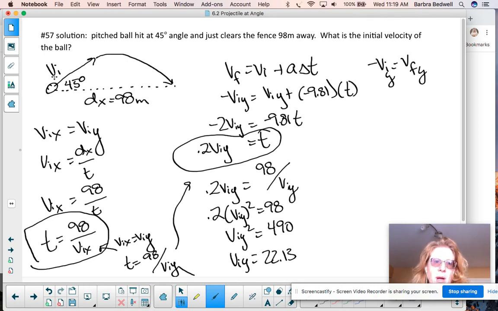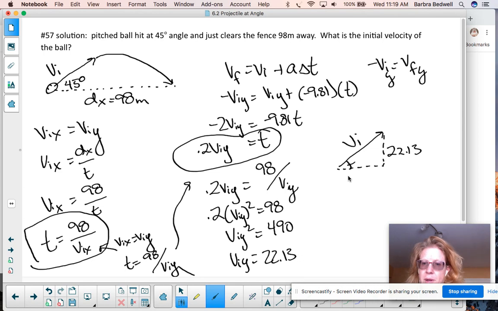I'll go back to our original problem right here. Remember that VI is at a 45-degree angle. I now know some things about it. I know that this side here is 22.13. I'm looking for VI, which is at a 45-degree angle. So if this side here is 22.13, this side here also has to be 22.13. And now I can just use the Pythagorean theorem: a squared plus b squared equals c squared. So it's 22.13 squared plus 22.13 squared. Take the square root to get VI. And in the end, using the Pythagorean theorem, VI equals 31.3 meters per second or something along those lines, at a 45-degree angle.